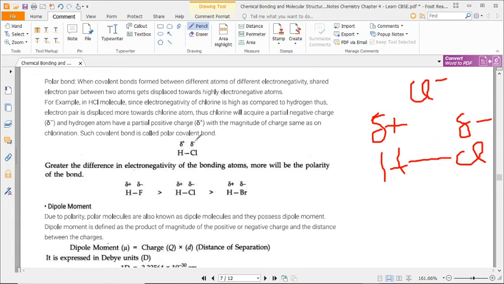That's why I am writing a partial negative charge. So these types of compounds are called polar compounds. When do we expect polar compounds? Usually with electronegative atoms like halogens.